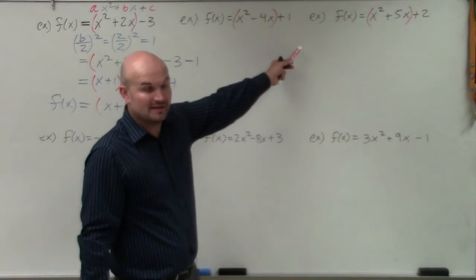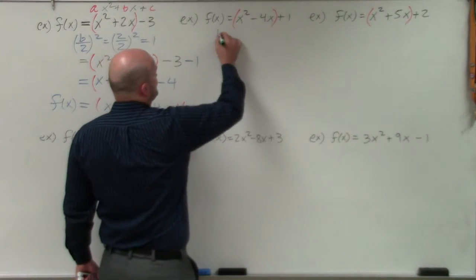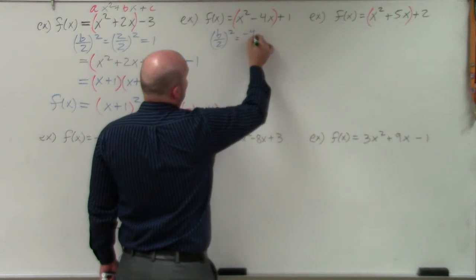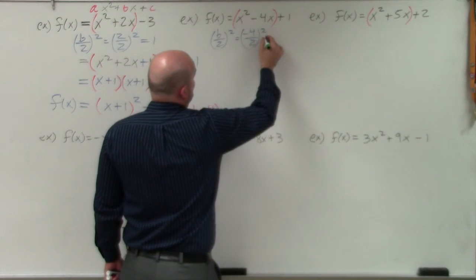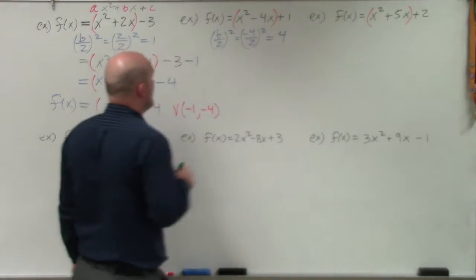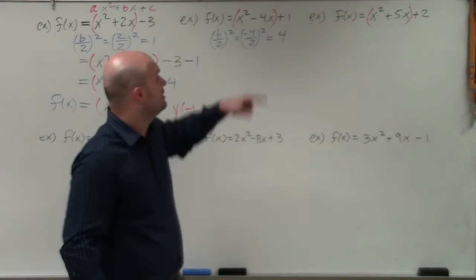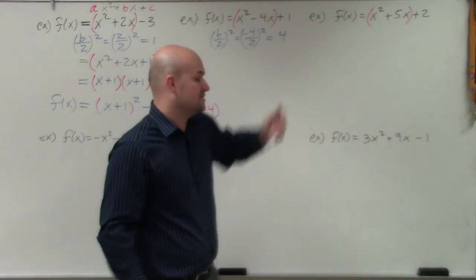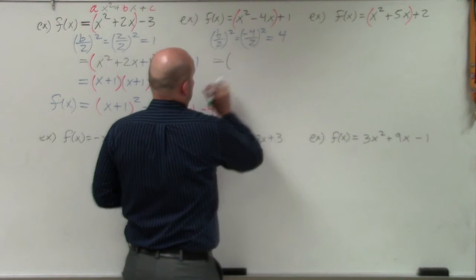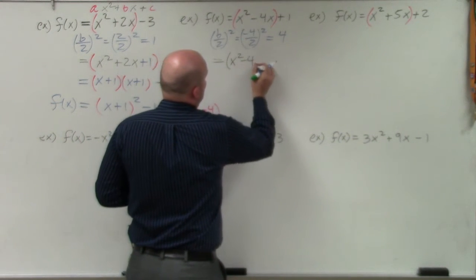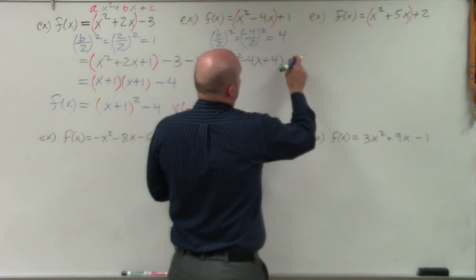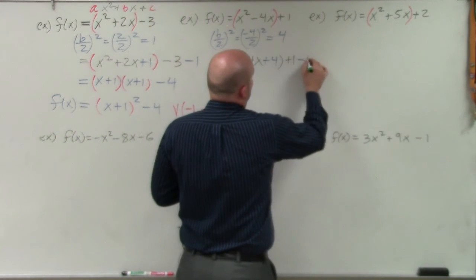You can see I isolated them. I'll move a little bit quicker here. So I'll do b divided by 2, square it. So therefore, I have negative 4 divided by 2 squared. Negative 4 divided by 2 is negative 2. Negative 2 squared is equal to 4. So now I'm going to add 4 to the inside, and I'm going to subtract it on the outside. So I end up with x squared minus 4x plus 4 plus 1, and then minus 4.